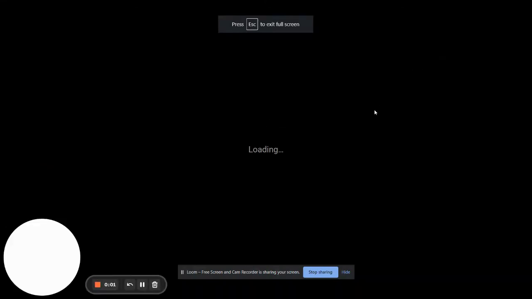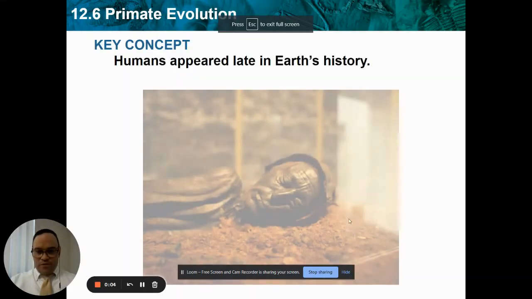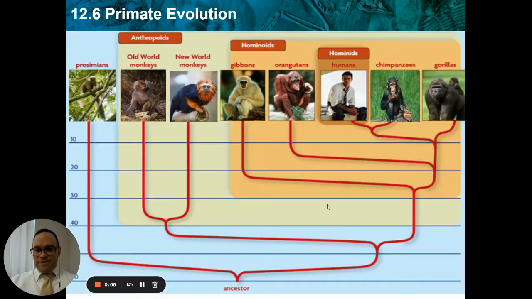All right, chapter 12, section 6. We're going to be looking at humans and how they appeared. But in order to understand humans, you've got to start off with primates. These are all primates. These are the common ancestor of all primates. Now, this is not an organism that exists on Earth today. This is an organism that existed on Earth at one point.